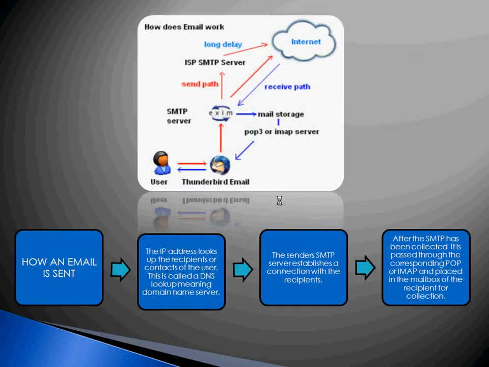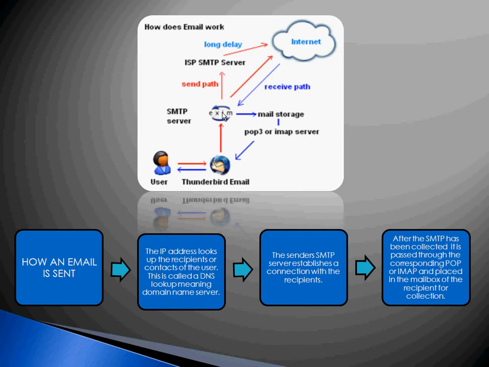How an email is sent. The IP address looks up the recipients or the contacts of the user, and as you can see, the user is the first icon in the bottom left-hand corner of the diagram. This is called a DNS lookup, meaning a domain name server lookup, which in this case is the Thunderbird email service here. The sender's SMTP server establishes a connection with the recipients, or in this case XM, and establishes a connection with the recipients.